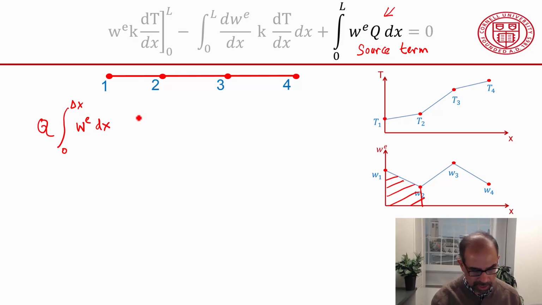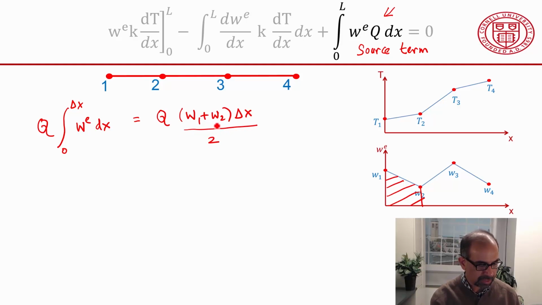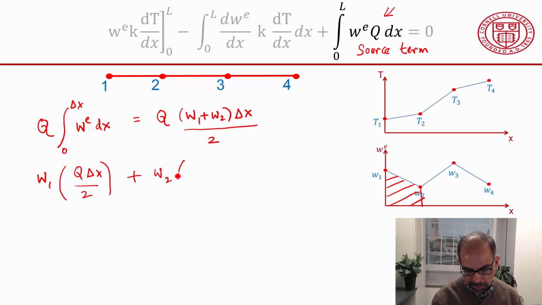And you can work out what that area is, and that comes out to be q times (w1 plus w2) times delta x divided by 2. That's the area. And I can split this into the part that depends on w1 and w2. So the part that depends on w1 is going to be q delta x over 2, and the part that depends on w2 is going to also be q delta x over 2.